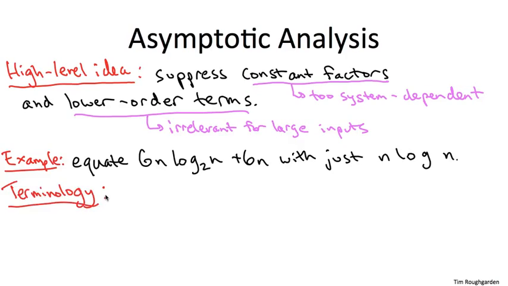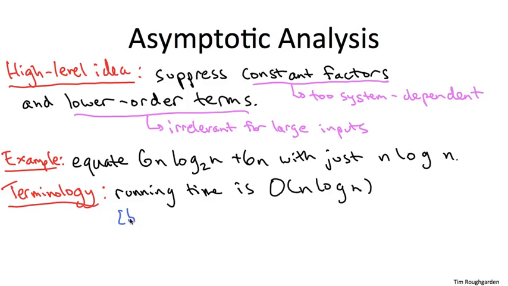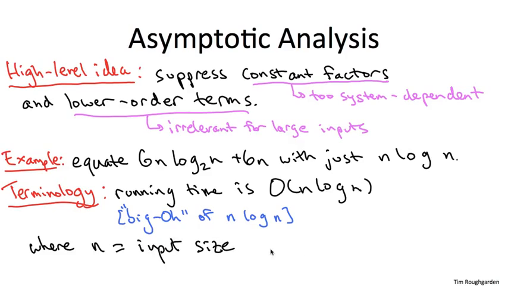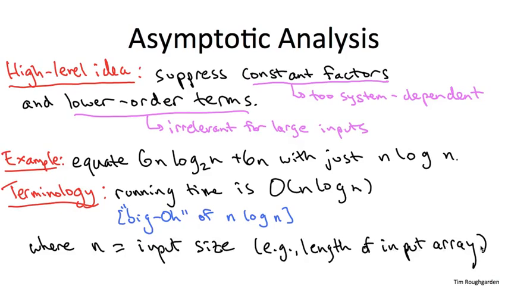The terminology would then be to say that the running time of merge sort is big O of n log n. So in other words, when you say that an algorithm's running time is big O of some function, what you mean is that after you've dropped the lower order terms and suppressed the leading constant factor, you're left with the function f of n. Intuitively, that is what big O notation means.